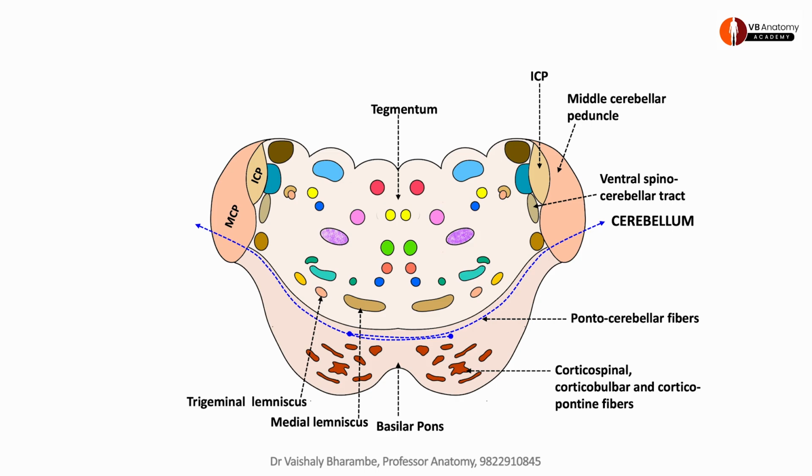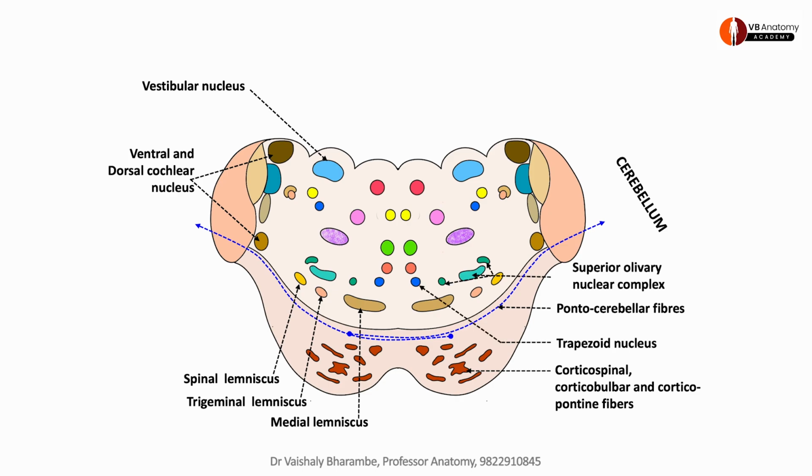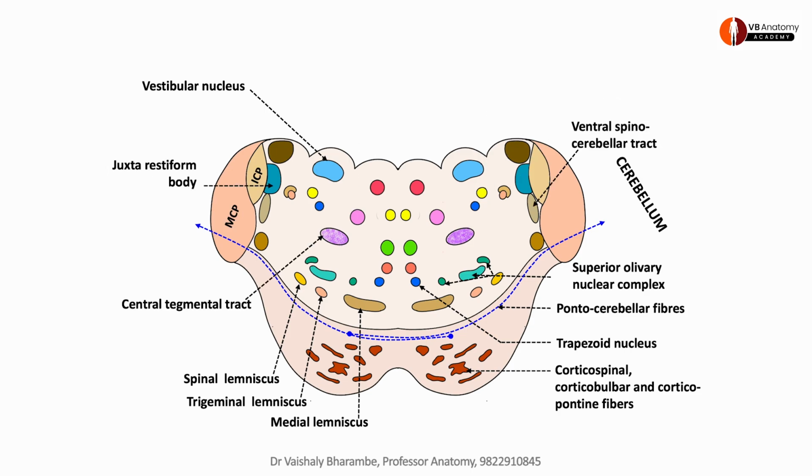This is the medial lemniscus, the trigeminal lemniscus, the spinal lemniscus, basically the lemniscal band. Now this is the vestibular nucleus, the dorsal and ventral cochlear nuclei, basically the vestibulocochlear nerve. Now here you are seeing the trapezoid nucleus, the superior olivary nuclear complex. Abducens nucleus, so of course ventral to that, motor nucleus of facial nerve, and here is your superior salivatory and nucleus of tractus solitarius. This is the spinal tract and nucleus of trigeminal nerve.